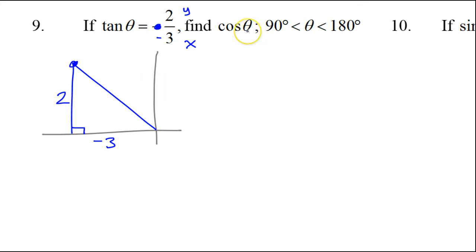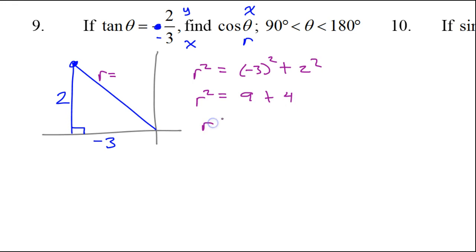Now we're being asked to find the cosine, and cosine is x over r. So I'm going to need this radius here. Let's figure out what the radius is using the Pythagorean theorem. So the radius squared is going to equal negative 3 squared plus 2 squared. So that's going to be 9 plus 4. So that's 13, so that's square root of 13. Again, the radius is always positive, so I go straight to radical 13.